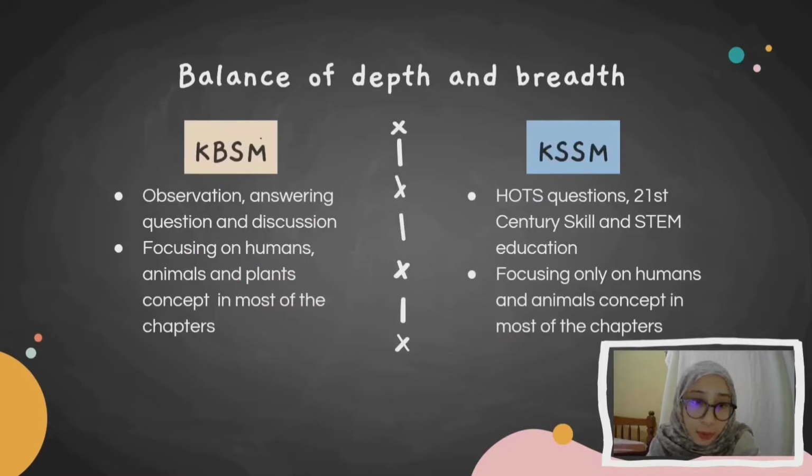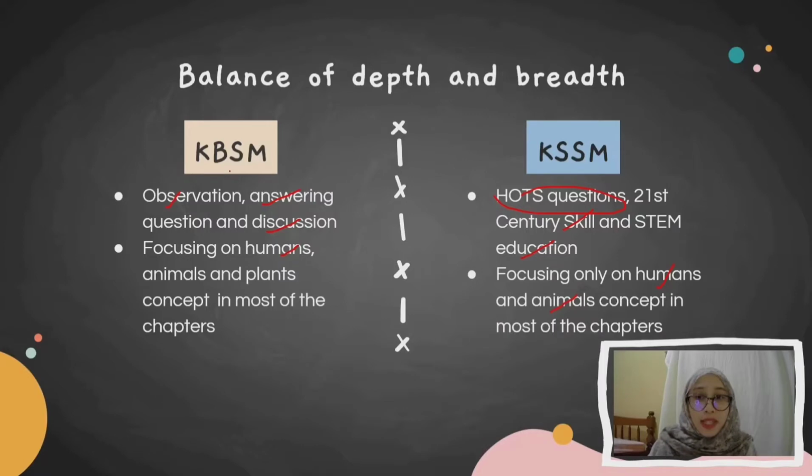So this is the difference between KBSM and KSSM related to balance of depth and breadth. For KBSM, most of the activities are related to observation, answering questions and discussion. This syllabus focuses on humans, animals and plant concepts in most of the chapters. For KSSM, we have HOTS questions, 21st century skills and STEM education. As I mentioned before, KSSM only focuses on humans and animals concepts in most of the chapters.